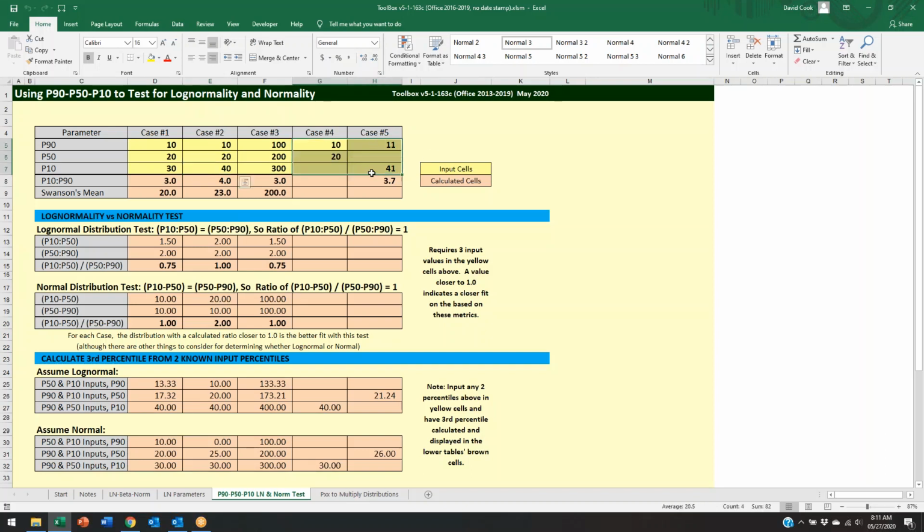You also have the ability on this sheet to put in only any 2 inputs, the P90, P50, or P10, and it will calculate and display down below what the 3rd input would be based upon those values.